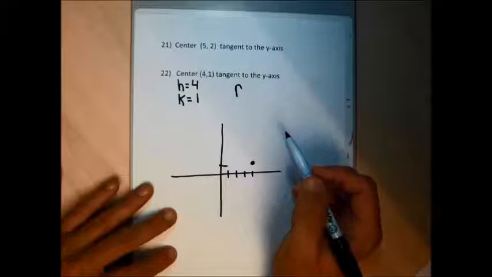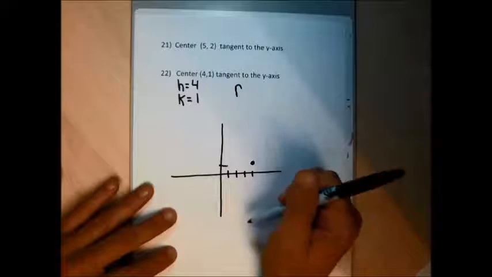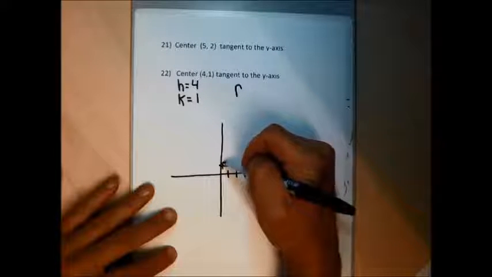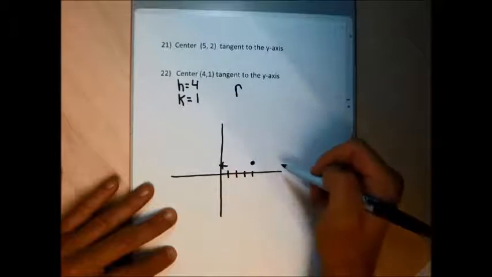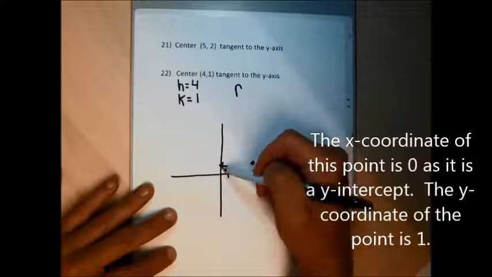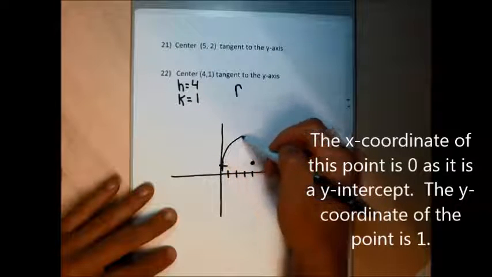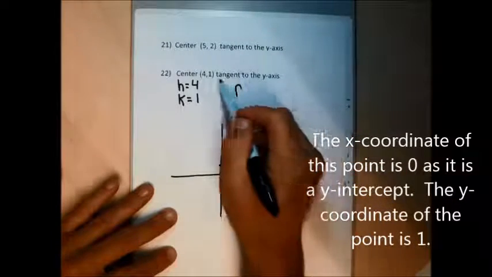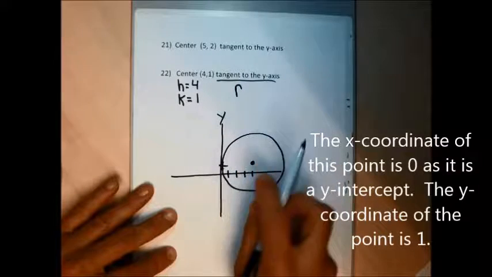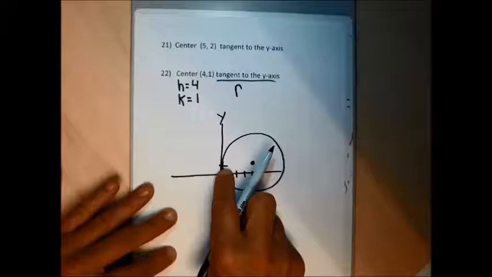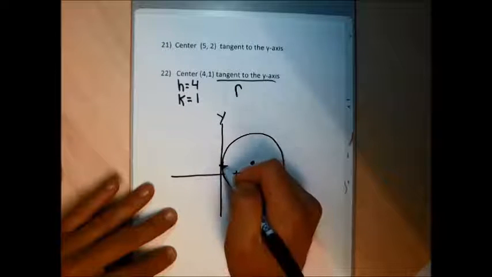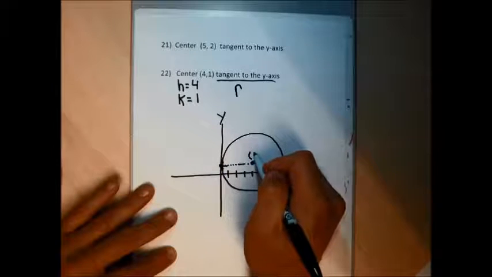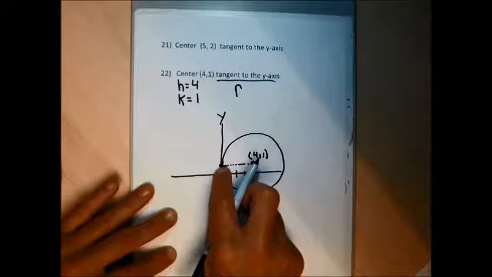That means the graph of the circle touches the y-axis but doesn't cross it. So what it's going to do, it's going to touch right there, right horizontal to the center, and it's going to go like that. So to be tangent to the y-axis, it means the graph of the circle touches but doesn't cross the y-axis. And it's physically going to touch the y-axis at that point right there.